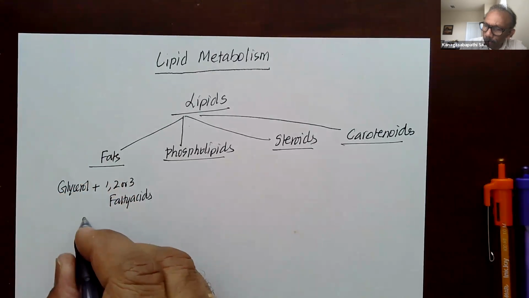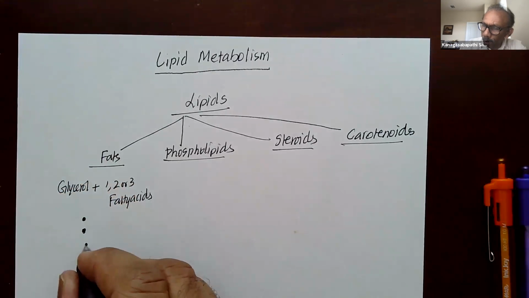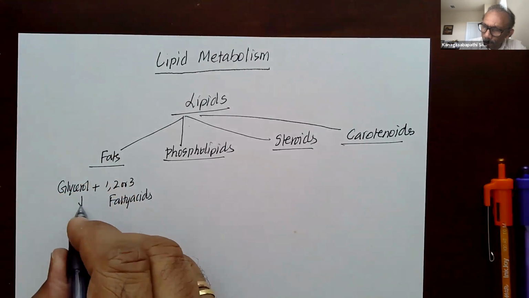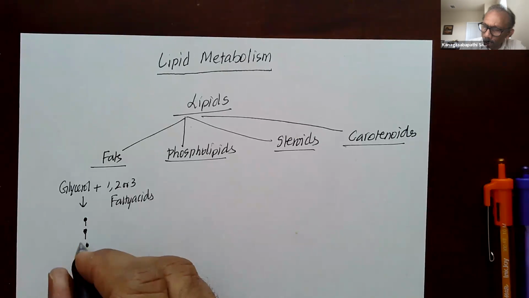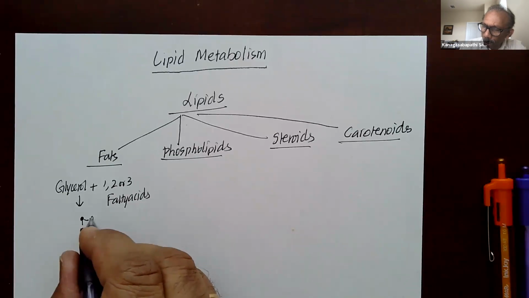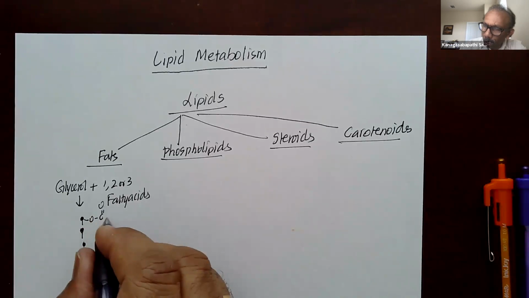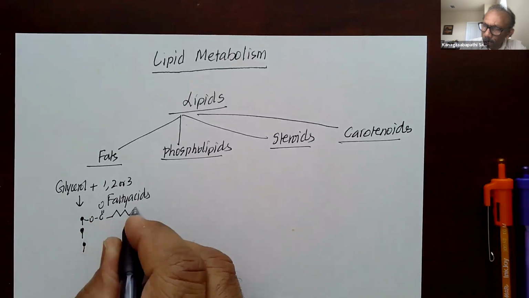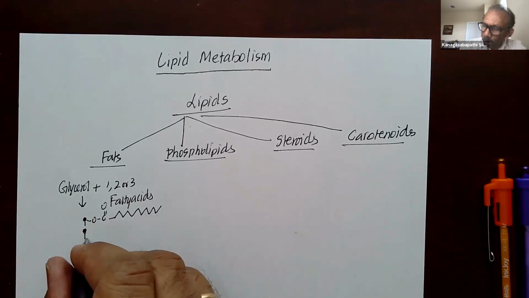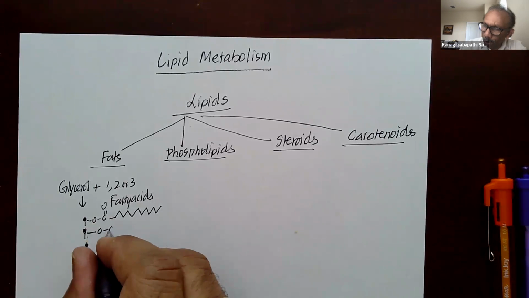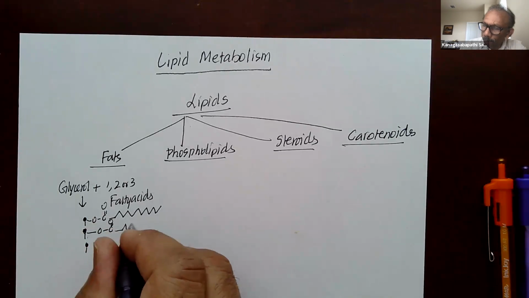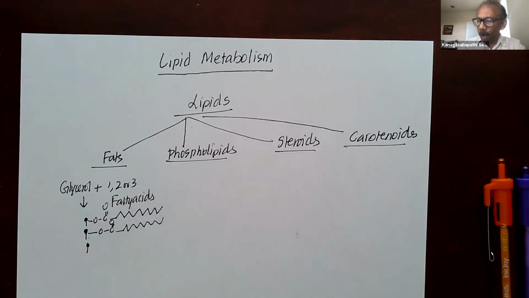So you have this 3-carbon molecule, glycerol, connected by an ester bond to a fatty acid. They are connected like this. So that is how you have the fats made.